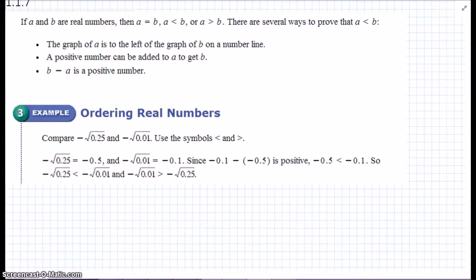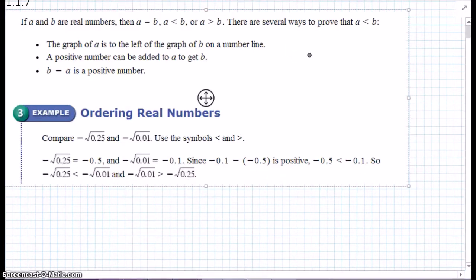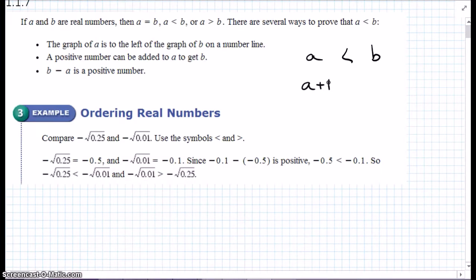If A and B are real numbers, then one of these things has to be true: A equals B, A is less than B, or A is greater than B. There are several ways to prove that A could be less than B. One is the graph of A is to the left of the graph of B on a number line. So you would have a number line, you would have an A and a B, so you could say A is less than B. The positive number can be added to A to get to B. So A plus some random number equals B. And then B minus A is a positive number.